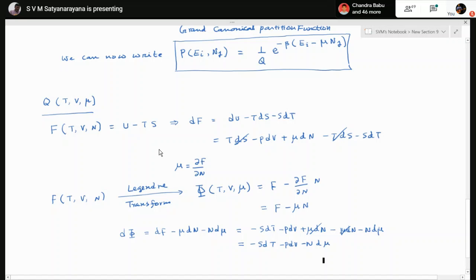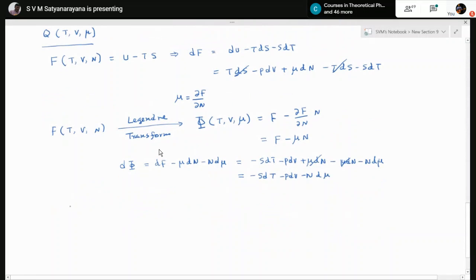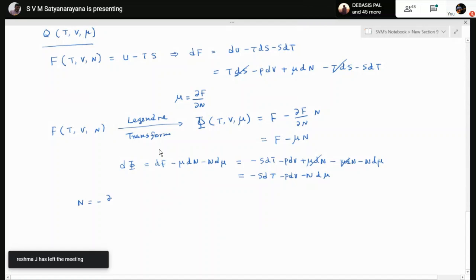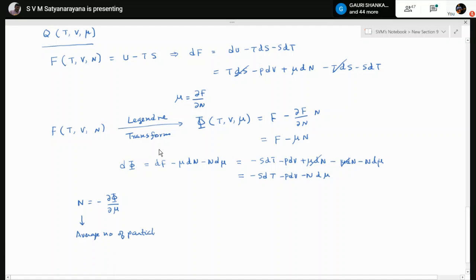So in terms of this potential, I can write N equal to minus dou phi by dou mu. So this is what gives rise to the average number of particles. If we have a thermodynamic potential whose control parameters are temperature, volume, and chemical potential, then there is a thermodynamic potential called phi, whose minimum will determine the equilibrium. This I can obtain from the Helmholtz free energy.